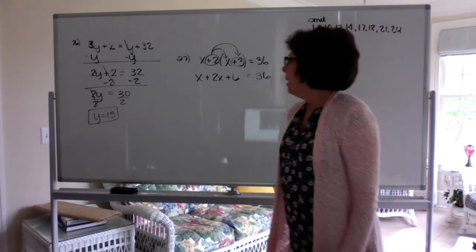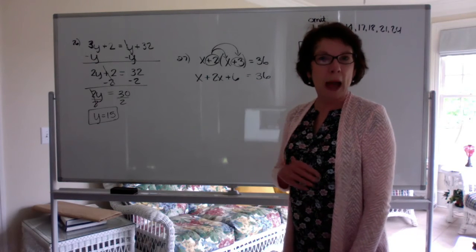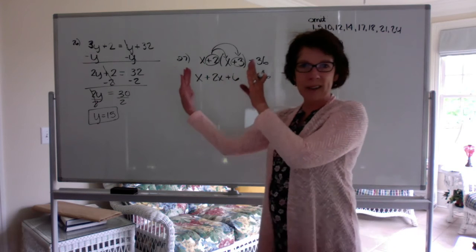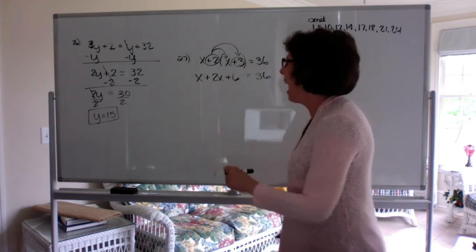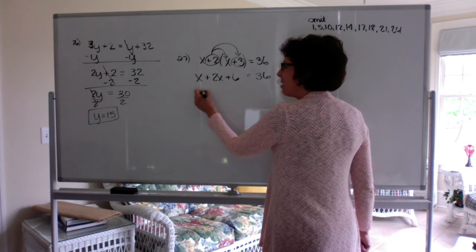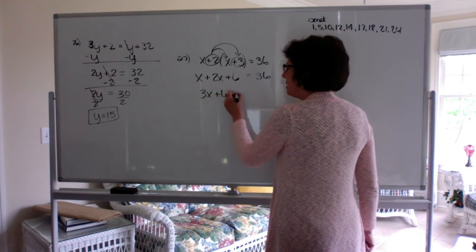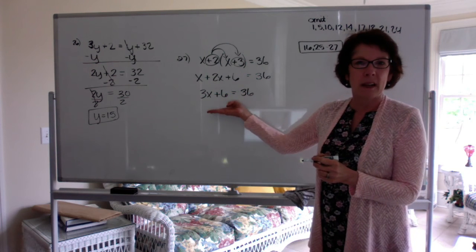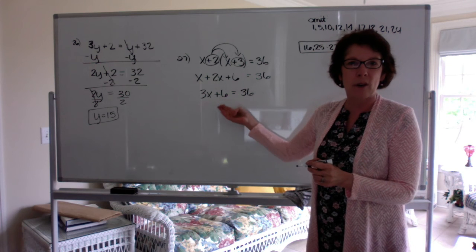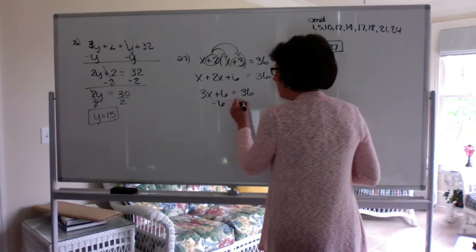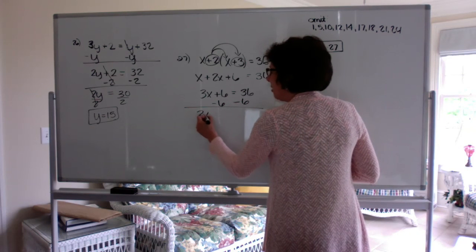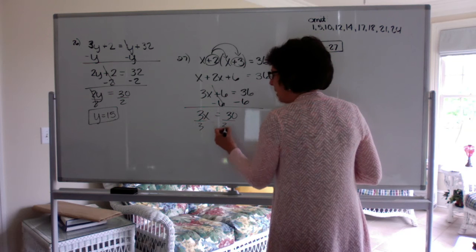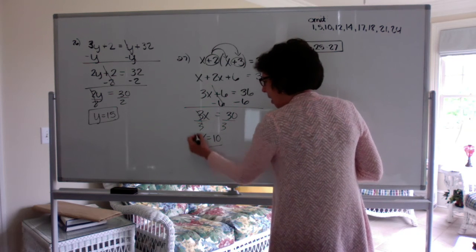Now, step 2. Do I have like terms to combine on one side of the equation? Oh, look, I'm right there. Yes, I do. I have x plus 2x. X plus 2x is 3x plus 6 equals 36. Aha! I'm down to my 2 steps. Go to the side with the variable. Always add or subtract first. I'm going to subtract 6 from both sides, draw your line all the way across. 3x equals 30. Divide both sides by 3. X equals 10. All right.